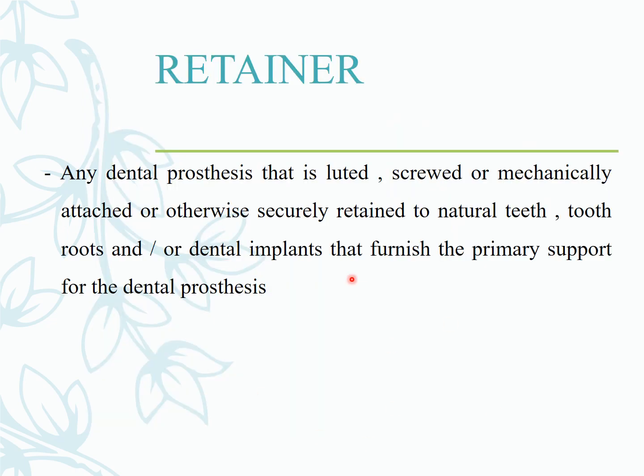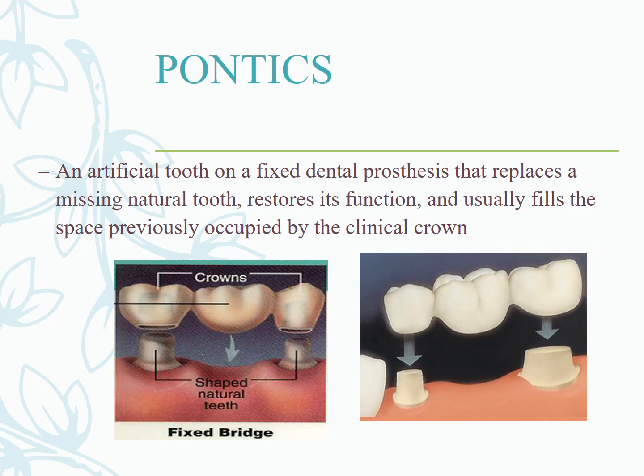All right. Coming to retainer: any dental restoration that is luted, screwed, or mechanically attached to natural teeth, root, or dental implant that furnishes the primary support of a dental prosthesis is known as a retainer. Coming to pontic, an artificial tooth. This is the pontic. An artificial tooth on a fixed dental prosthesis that replaces a missing natural tooth and restores its function and usually fills the space previously occupied by the clinical crown. So this is known as a pontic.